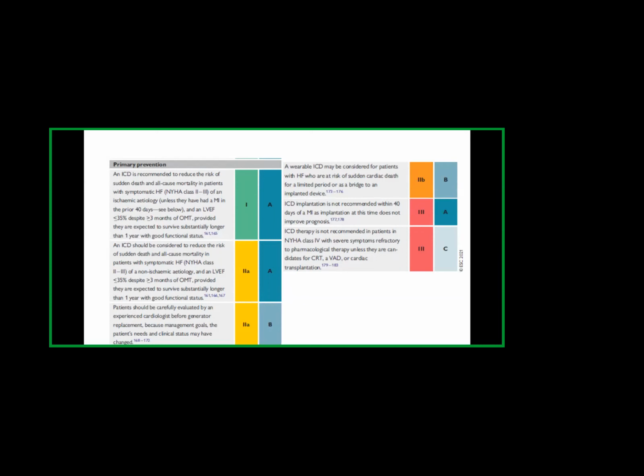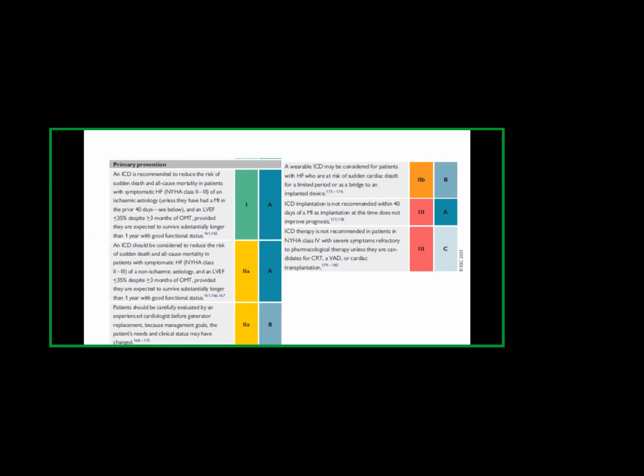Class 2 recommendations say that an ICD should be considered to reduce the risk of sudden death and all-cause mortality in patients with symptomatic heart failure of a non-ischemic etiology and ejection fraction less than or equal to 35%, despite 3 or more months of optimal medical therapy, provided that they are expected to survive substantially longer than 1 year with good functional status. Okay, so this one is talking about when the etiology is non-ischemic.